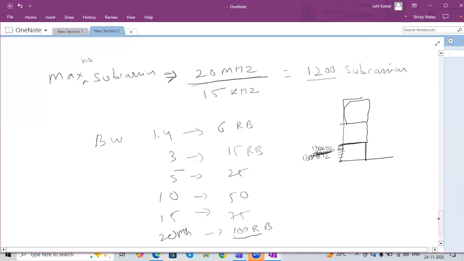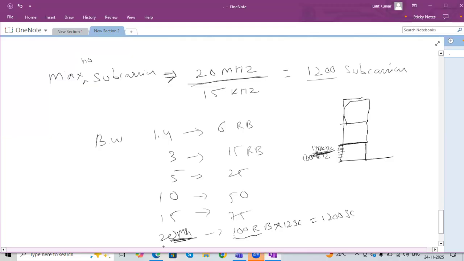Even if you calculate, see, 100 resource blocks, and in one resource block, how many subcarriers? 12 subcarriers. So this will also give you 1,200 subcarriers.